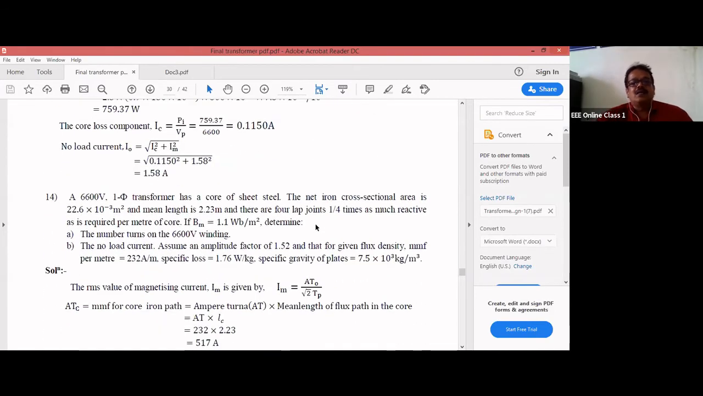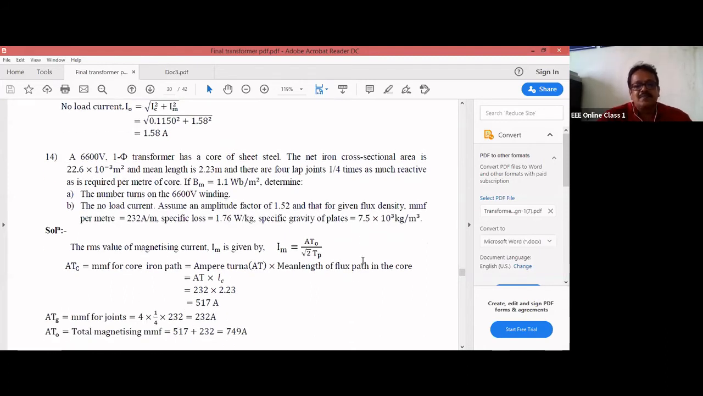Okay. Now coming to the next problem, I think this problem I took from A.K. Sawhney's book. Let us see. A 6,600 volt single phase transformer has a core of sheet steel. The net iron cross sectional area, here you can see in the problem, they have directly given the net cross sectional area. Net iron means AI, directly they have given.